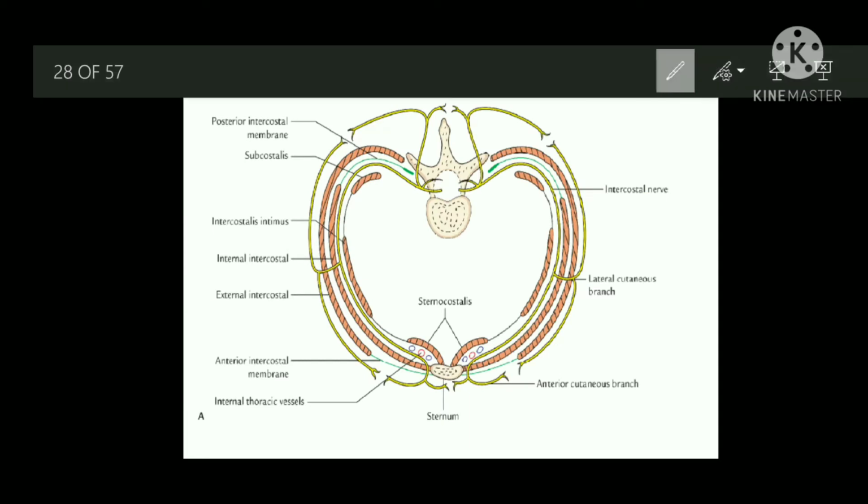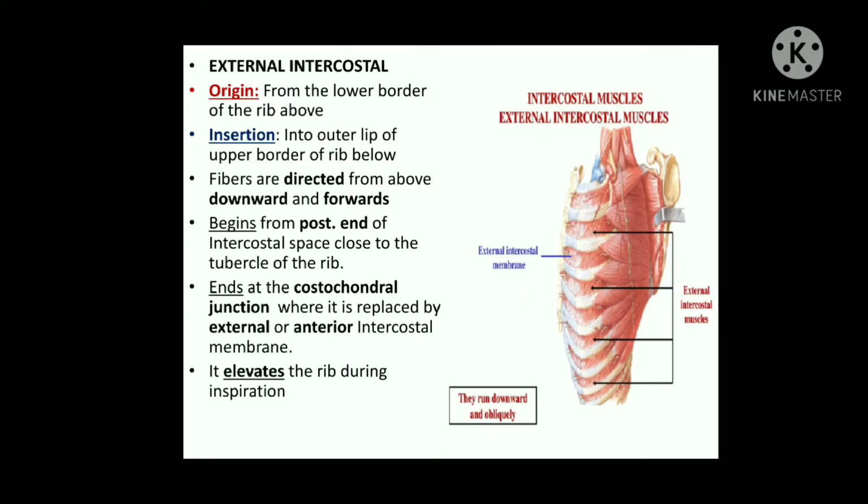Now here in this diagram, this is the external intercostal muscle, that is the superficial layer. Second, the intermediate layer, that is the internal intercostal muscles, and the deep layer, that is the transverse thoracic, has 3 parts. Anteriorly this is the sternocostalis muscle. In the middle two-fourths there is the intercostalis intimus muscle, and behind there is the subcostalis muscle.